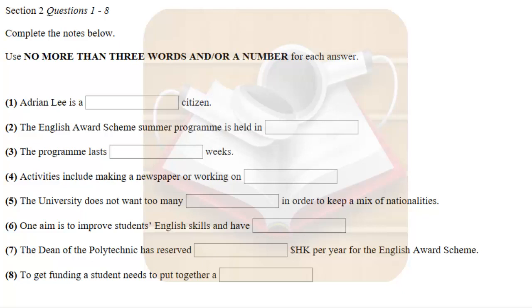I'm going to interview Adrian Lee today, who's a lecturer in the English department at Kowloon University. He is also a Canadian citizen and a member of the university committee running the English Award Scheme. So today, Adrian's going to talk about the summer program, which is open to holders of this award in Canada, and how to get onto the program.